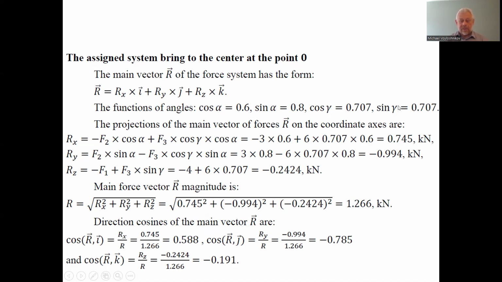The functions of angles we have here. I explained how to find that. The projections of the main vector of the force on the coordinate axes are the first projection of the main force. We consider consequently each of the forces acting in the system, and we use the direction cosines and sines, and so we find the projections of the forces. The first, Rx, consists of 2 summands, the projection of the magnitude of the force on the axis X. The first summand is minus f2 multiplied by cosine alpha plus f3 multiplied by cosine gamma and multiplied by cosine alpha.